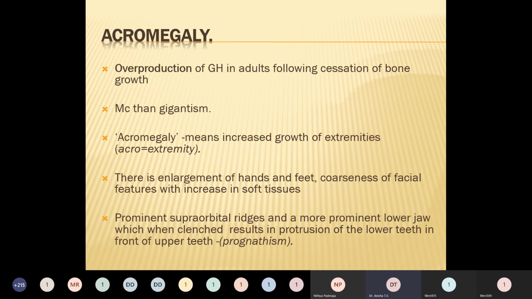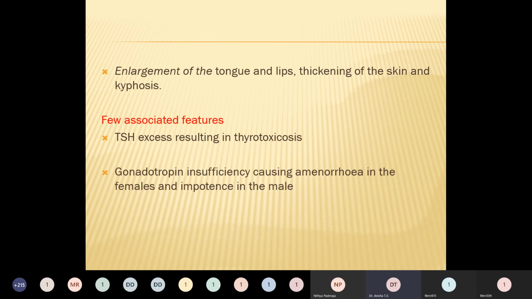Here there's enlargement of the extremities, that is enlargement of the hands and feet. There is a prominent supraorbital ridge and a prominent lower jaw, a protruding kind of jaw. Supraorbital ridges are behind our eyebrows. So these people end up having prominent supraorbital ridges, a very protruding jaw, very large extremities, and coarse facial features. They also have big tongues.